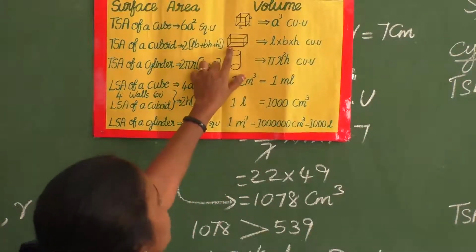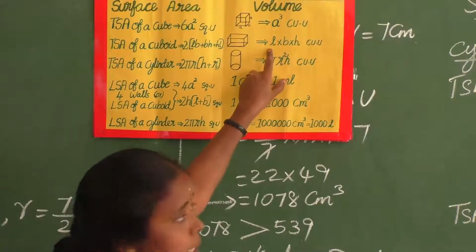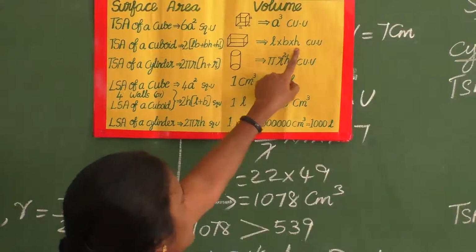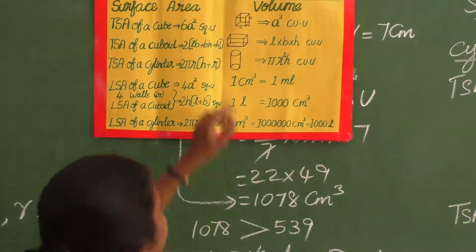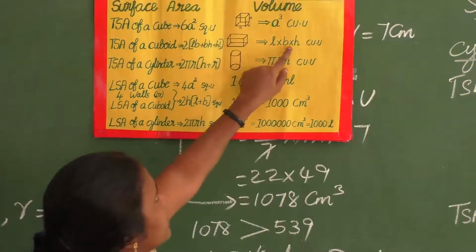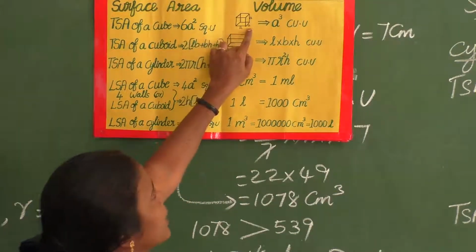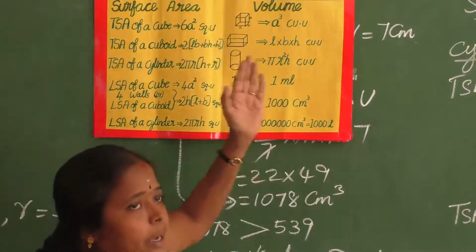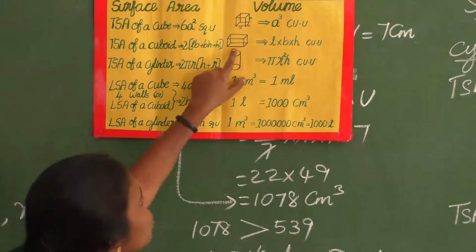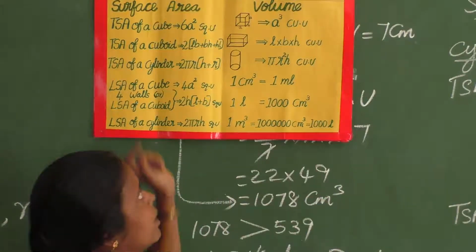Cuboid volume is length into breadth into height. L stands for length, B stands for breadth, H stands for height. L into B into H cubic units. Cube is a special case of cuboid. Here length, breadth, height are all the same in a cube. So L equal to A, B equal to A, H equal to A. So A into A into A, A cube. Again I am telling, volume of the cuboid is length into breadth into height cubic units.